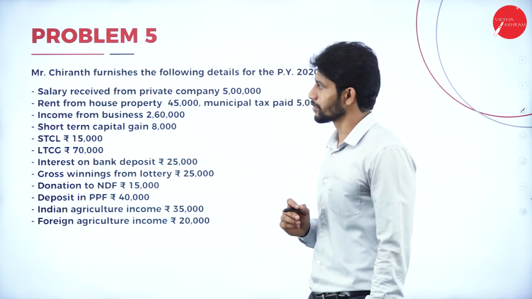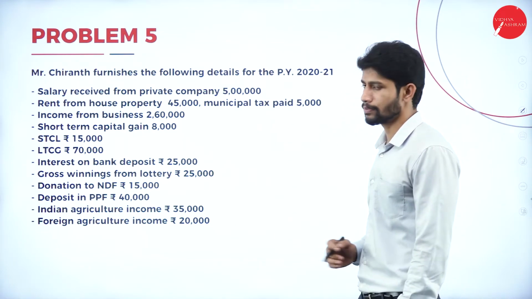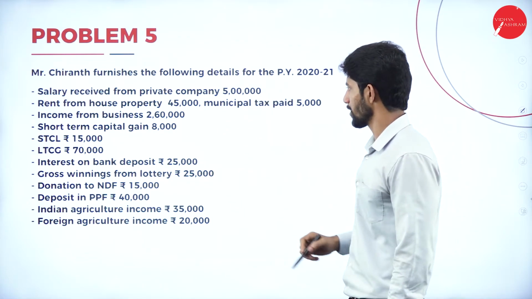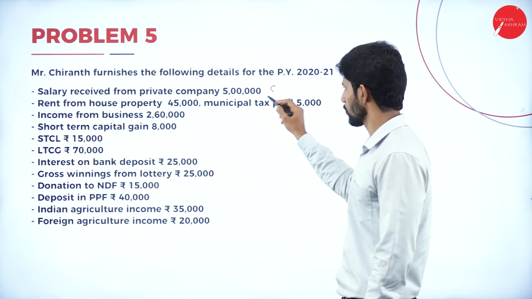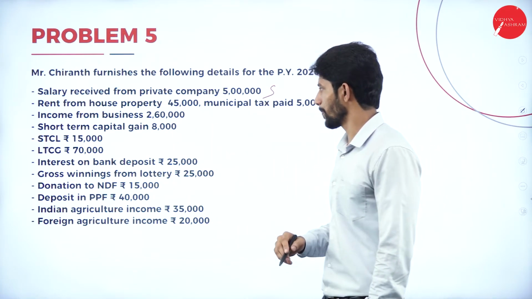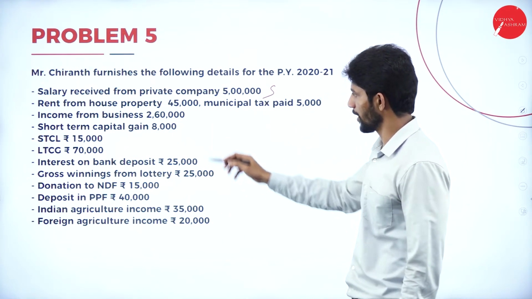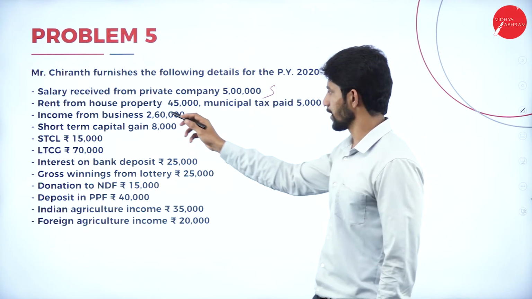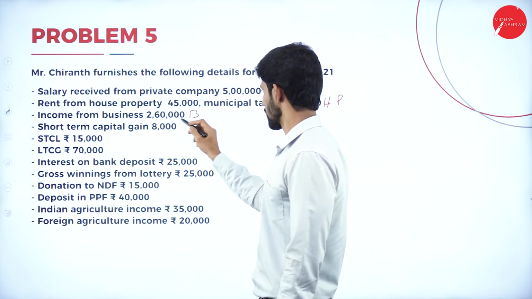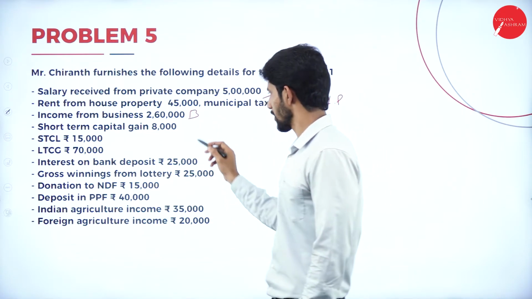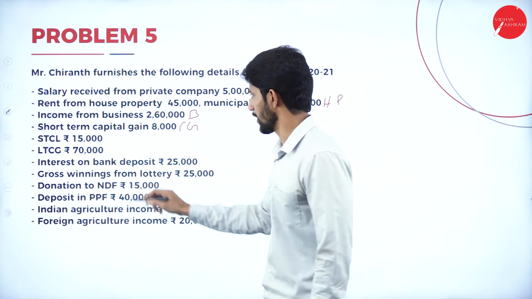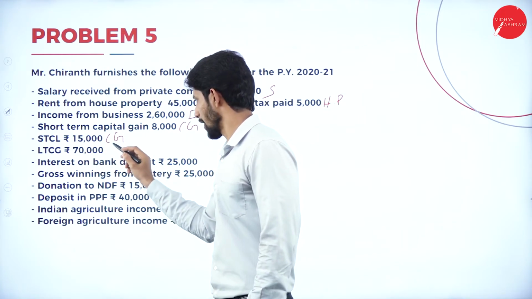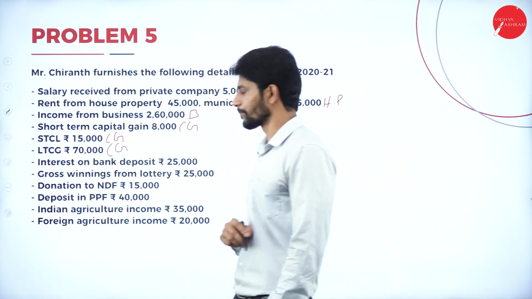Problem number 5. Mr. Chirand furnishes the following details for the previous year 2020-21. Salary received from a private company, rupees 5 lakhs, relating to salary. Rent from house property, 45,000. Municipal tax paid, rupees 5,000, relating to house property. Next, income from business, relating to business income. Short-term capital gain, relating to capital gain. Short-term capital loss, relating to capital gain. Long-term capital gain, relating to capital gain.